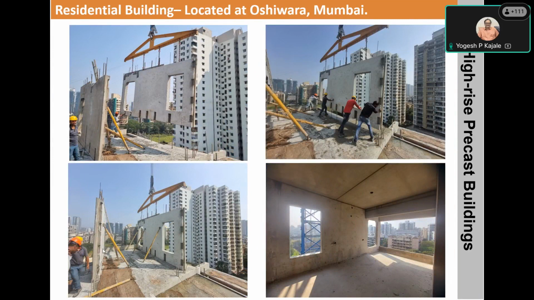On the bottom left side, you will see that these inclined yellow members, those are push-pull props. These props can pull the element as well as push the element. First, those props are fixed on the slab and then attached to the precast vertical element, and then the alignment and plumb is done with the help of pushing or pulling action.